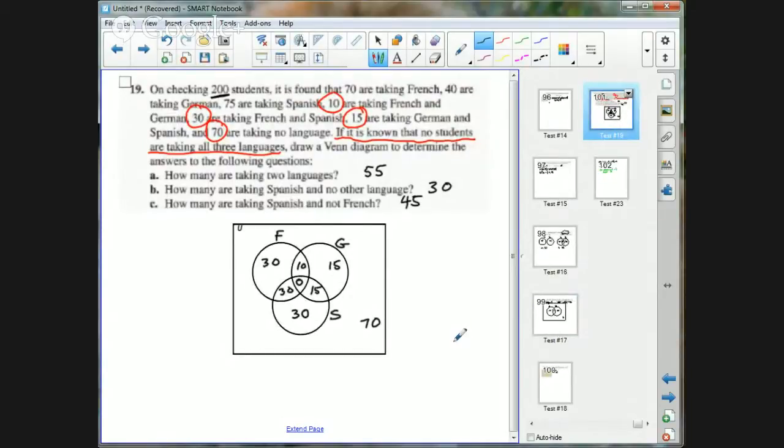So, 200 students. We've got these three categories, French, German, and Spanish, correct? Correct. You've got to set up a diagram that has three circles, F, G, and S. They didn't have to be the way I did them, but just pick three circles.